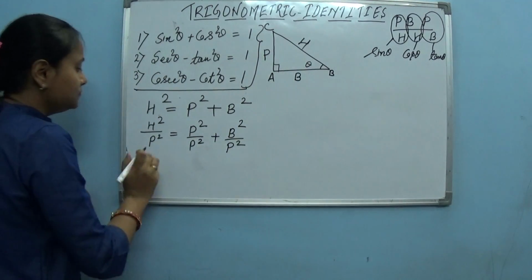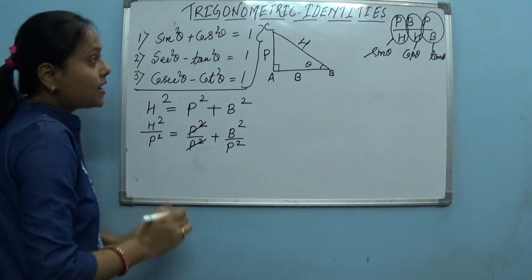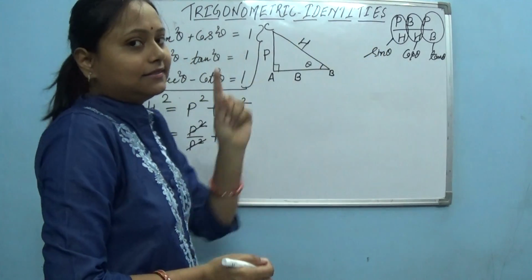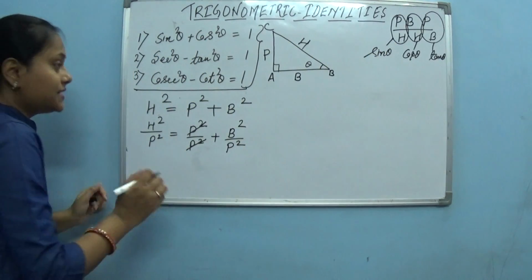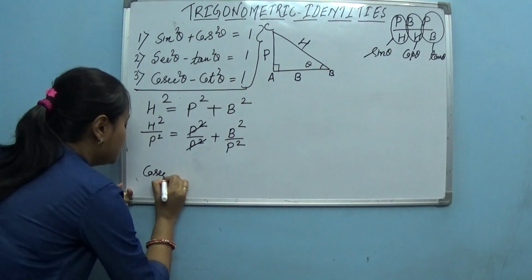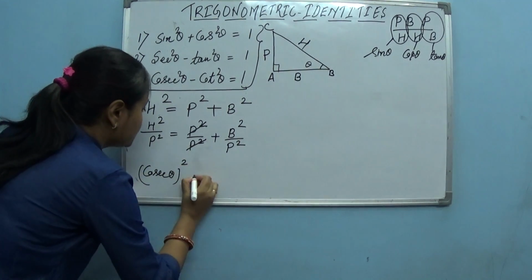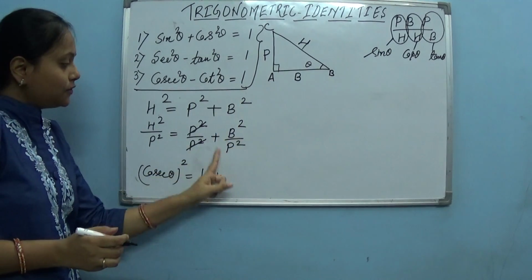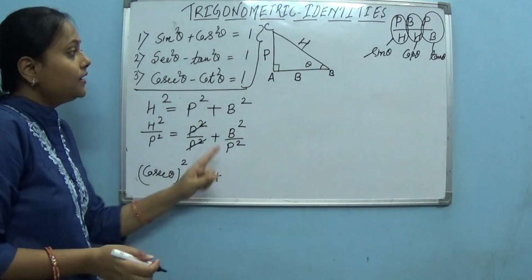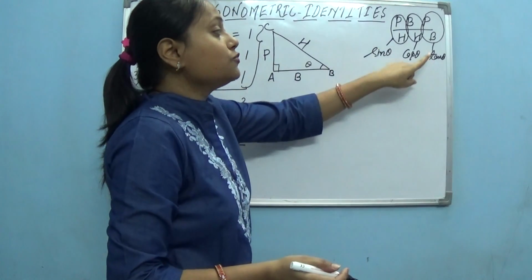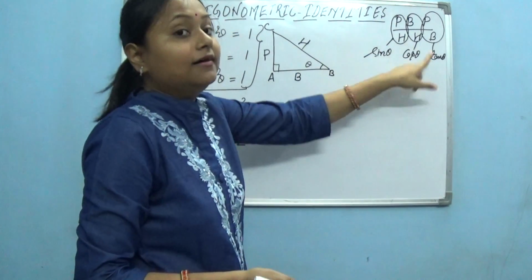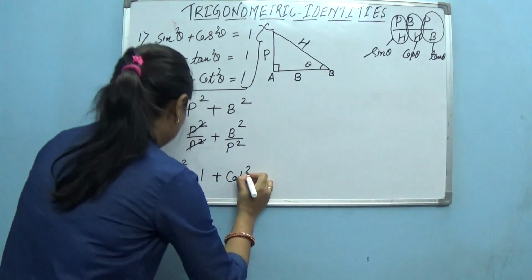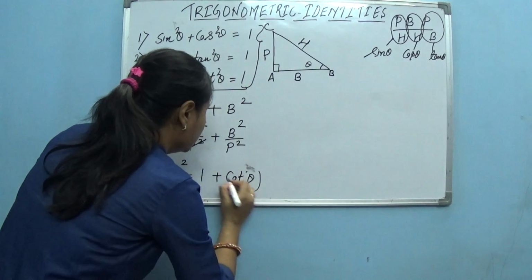Clear? Now h square upon p square means the reciprocal of sin theta. The reciprocal of sin theta is cosec theta. So we can write here cosec theta whole square is equal to 1 plus b upon p whole square. We can write b square upon p square as b upon p whole square. So b upon p means the reciprocal of tan theta. It will be cot theta, it will be cot theta whole square.